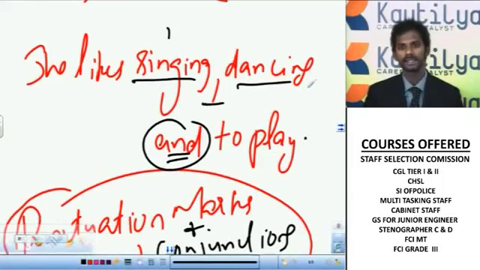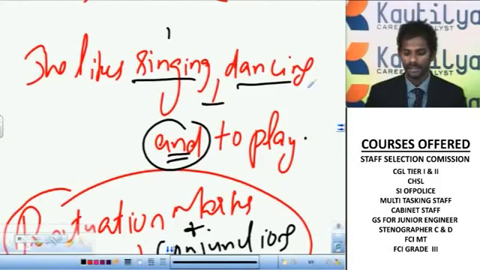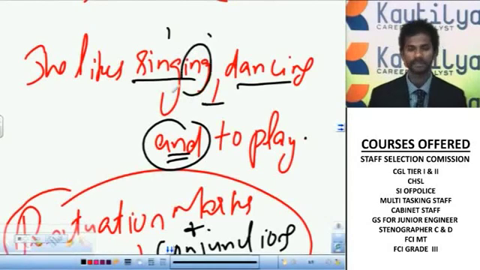My question is: is there parallelism in this sentence? Parallelism means if there is more than one idea, all the ideas must be expressed in a similar form, meaning all the ideas must have equal importance. That is termed as parallelism. 3 ideas are here: singing, dancing, and to play. Is there parallelism in this sentence? There is no parallelism in this sentence because the first idea is singing, which is in the ing form.